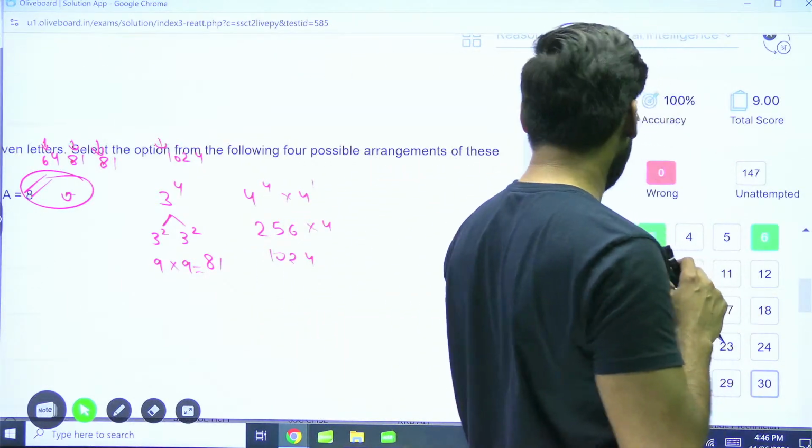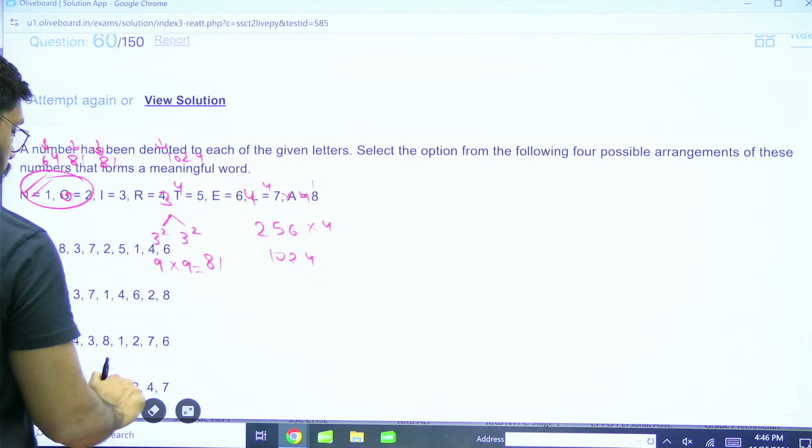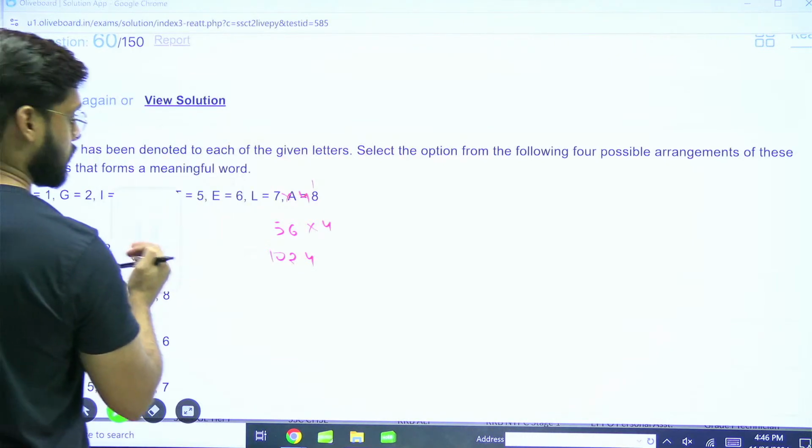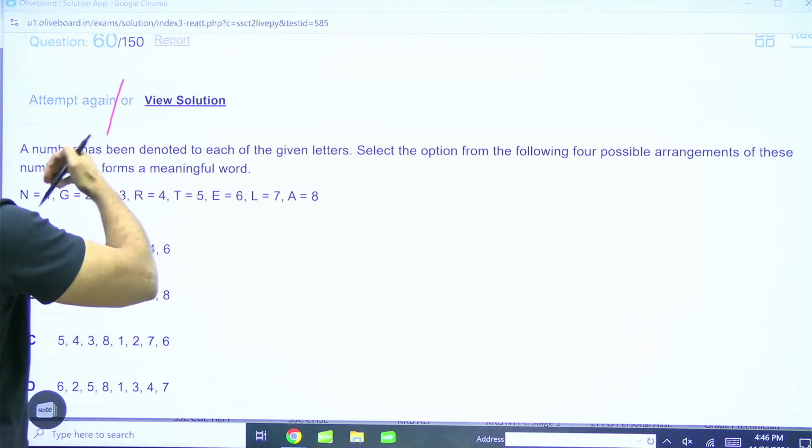30th question, and the last question on our screen that we need to solve now in order to get the whole mock completed in the time span.